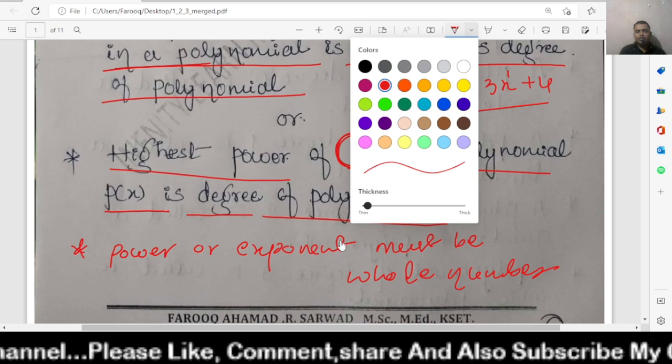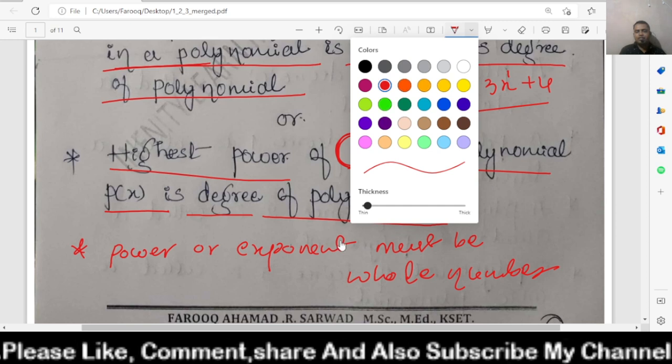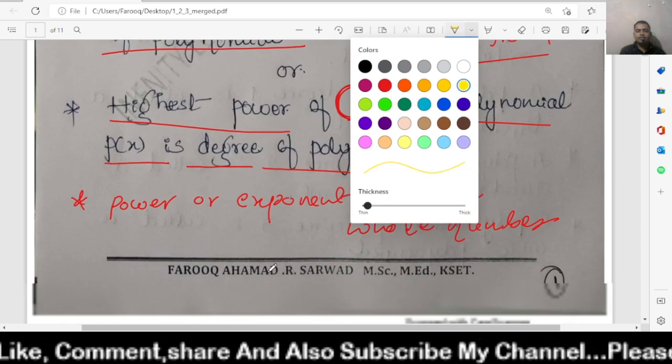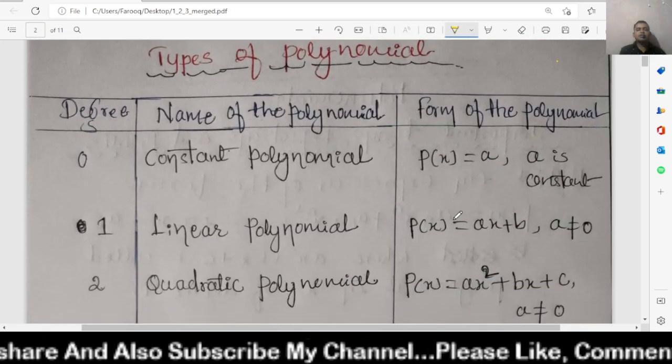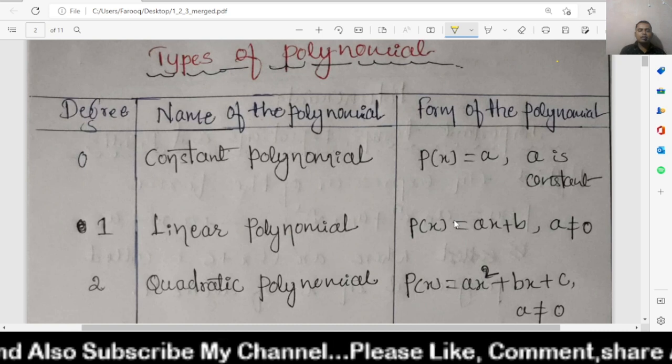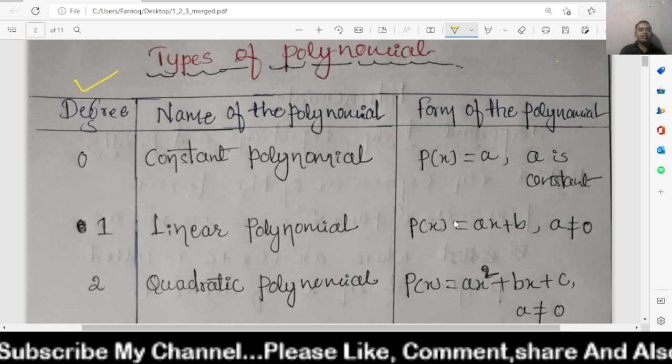Yes. So we are moving to the next one. Types of polynomial. It is very important, the classification of polynomials, on the basis of what degree we are doing the classification.